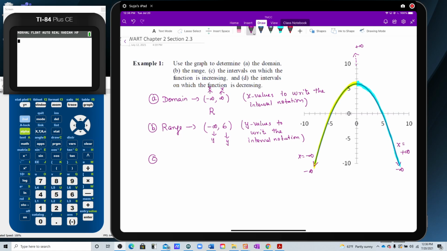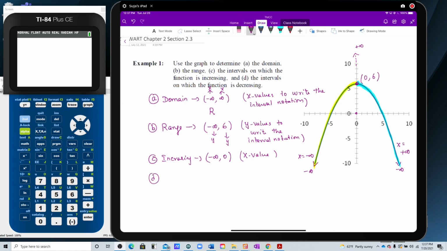Okay, so everything highlighted in yellow is where the graph is increasing. The one in blue is where the graph is decreasing. So to write the answer for it, it's increasing in the interval. Again, here we use interval notation, but you have to remember we have to use the x values here. Negative infinity to the x value at this point. At this point, the x coordinate is 0, the y coordinate is 6. So it's negative infinity to 0. And here we are using the x value to write the interval notation.